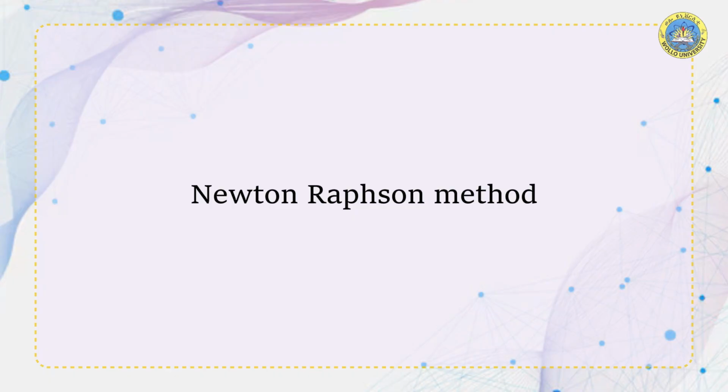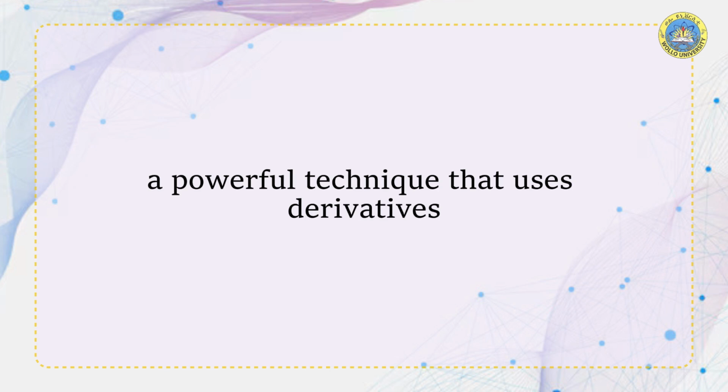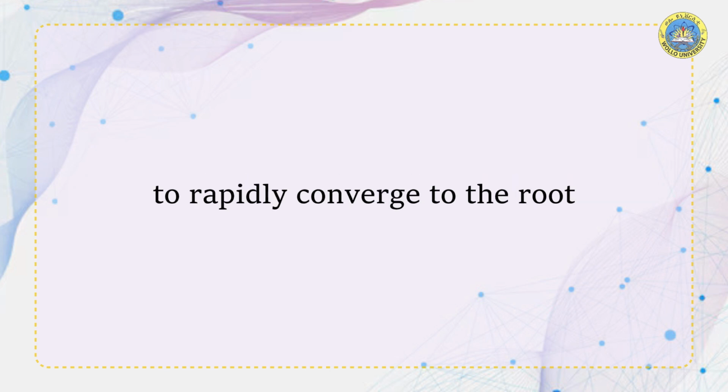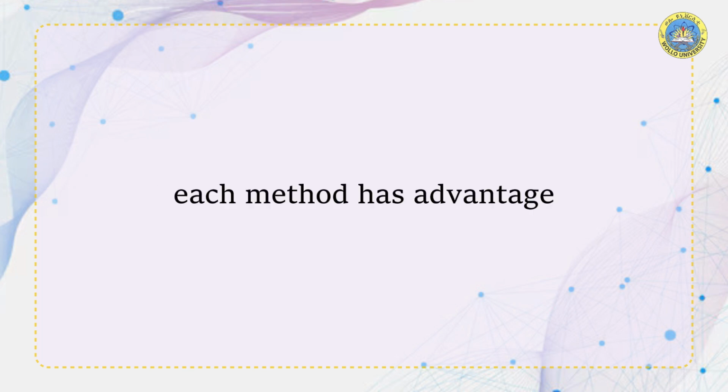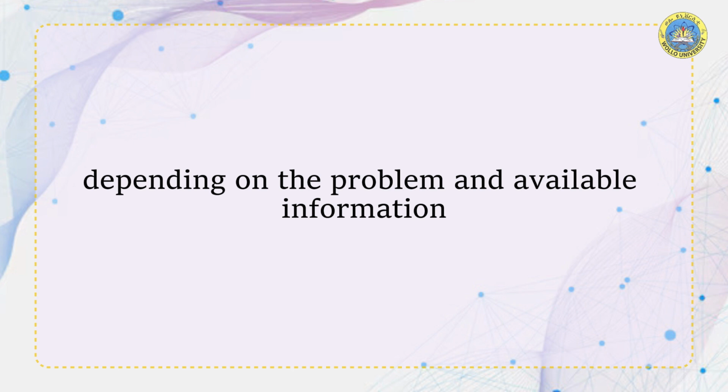The second method, the secant method, uses two previous approximations to estimate the slope and converges faster than the bisection method. The Newton-Raphson method is a powerful technique that uses derivatives to rapidly converge to the root. Each method has advantages depending on the problem and available information.